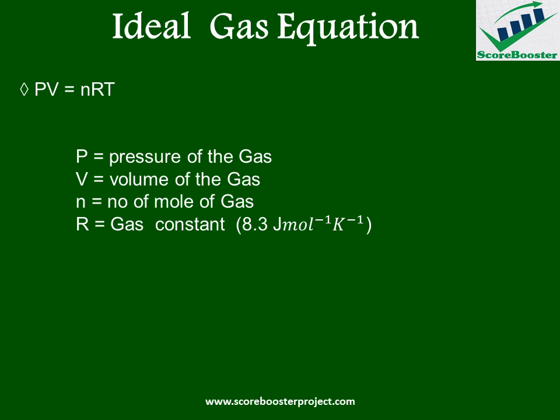Now, P in this case represents the pressure of the gas. V represents the volume of the gas. n represents the number of moles of the gas. R is equal to the gas constant, whose value is 8.3 joule per mole per Kelvin. I repeat, P represents the pressure of the gas, V represents the volume of the gas, n represents the number of moles of the gas, and R is the gas constant, whose value is 8.3 joule per mole per Kelvin.